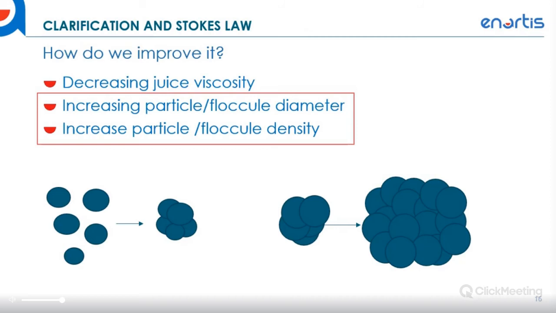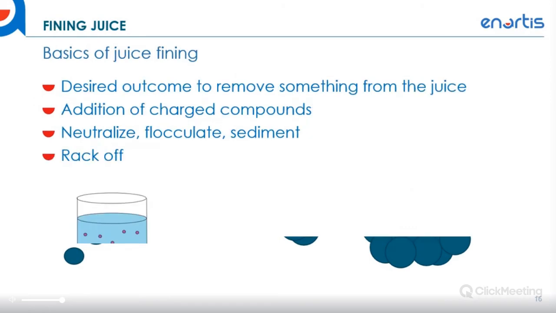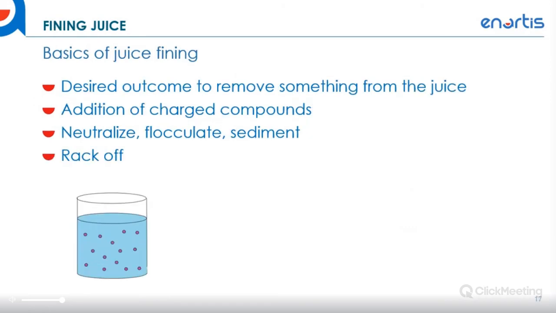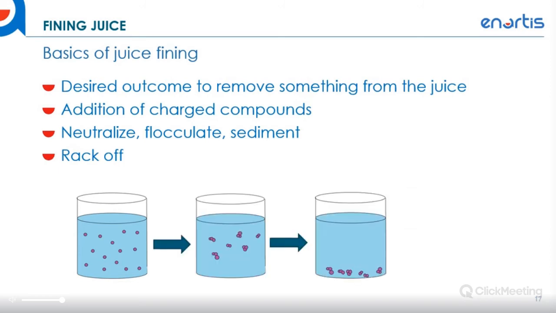So now we're going to move past juice viscosity and talk about increasing particle or floccule diameter, as well as increasing particle or floccule density. Some of the basics of juice fining: the desired outcome is to remove something from the juice by addition of charged compounds. We're adding something that's charged to the juice. That charged compound is going to neutralize something in the juice that we want to remove. They form floccules, they sediment, and then we rack off of that sedimented particulate.